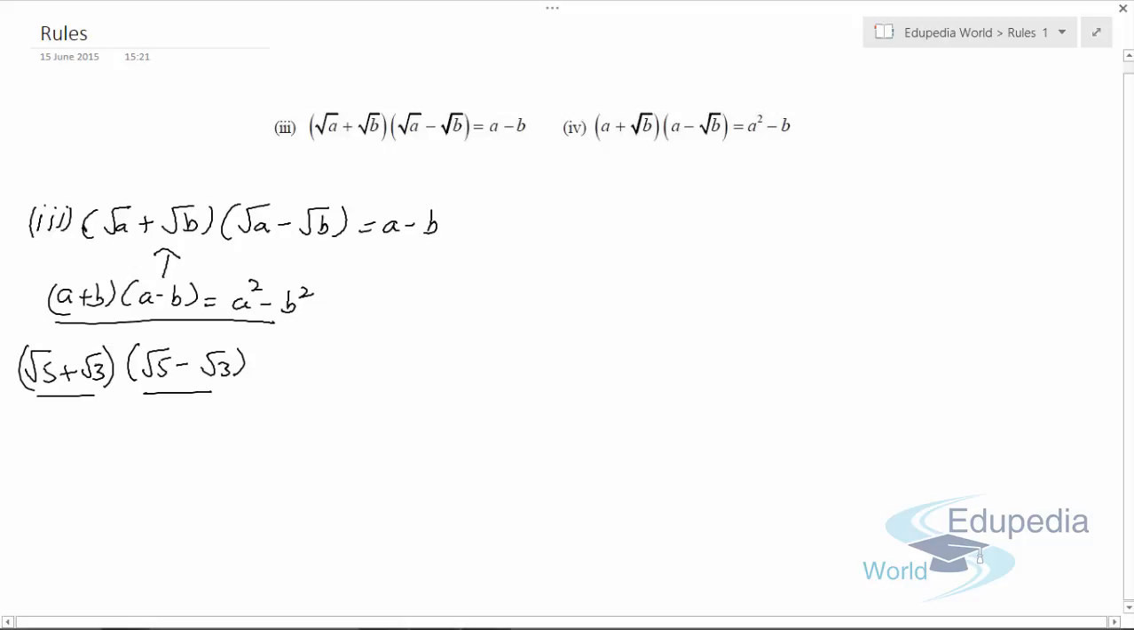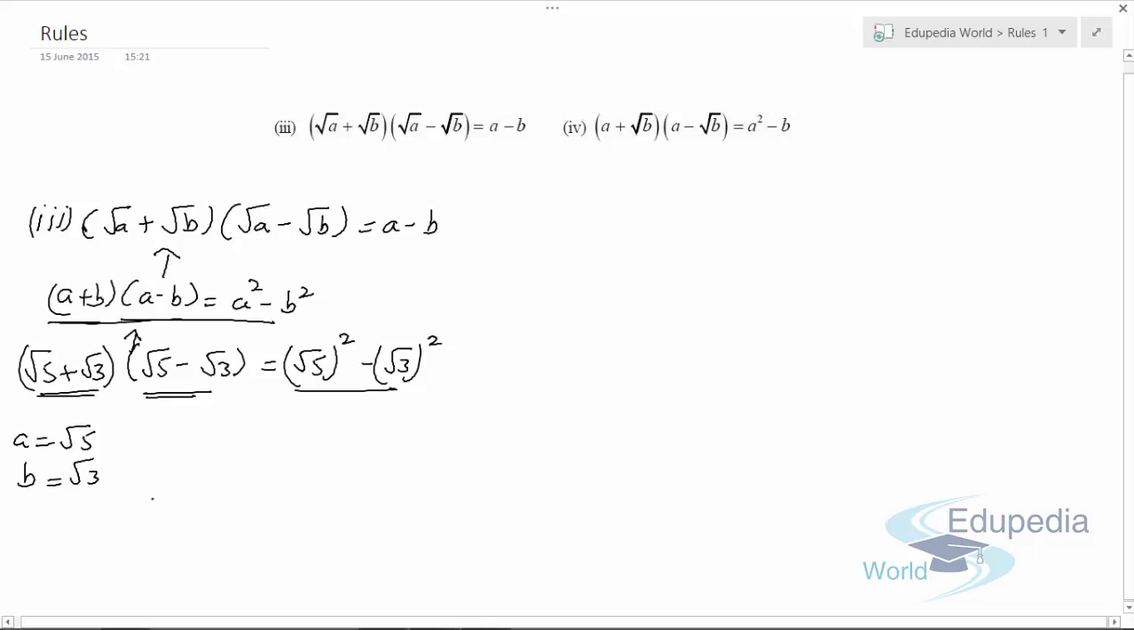So we can clearly see that we can apply the identity. So this can be written as under root of 5 whole square minus under root of 3 whole square. Why? Suppose we compare this part with the identity A plus B into A minus B, here A will come out to be under root 5 and B will come out to be under root 3. So this can be written as under root of 5 square minus under root of 3 square. Now let's see how to solve this part.